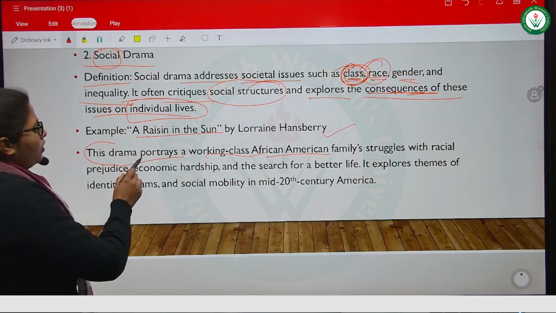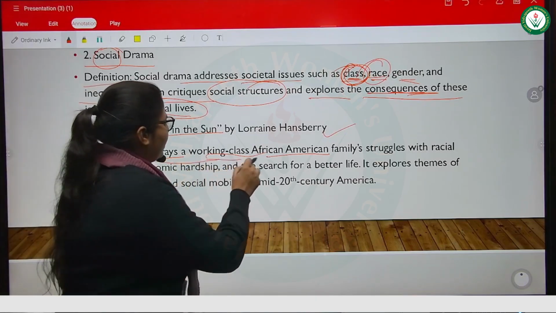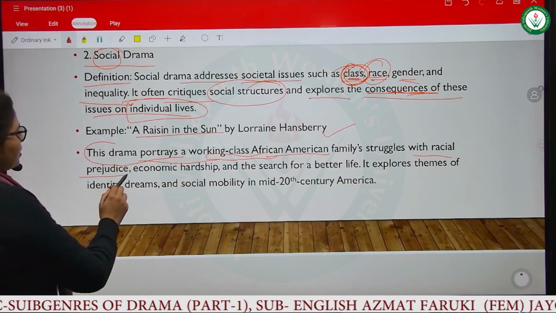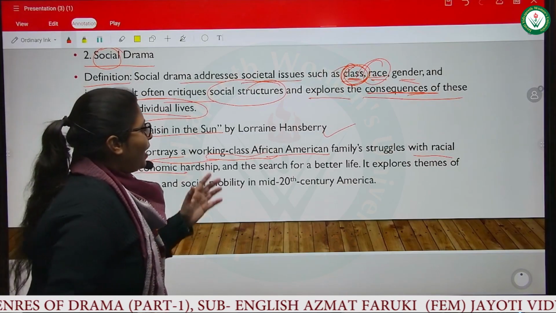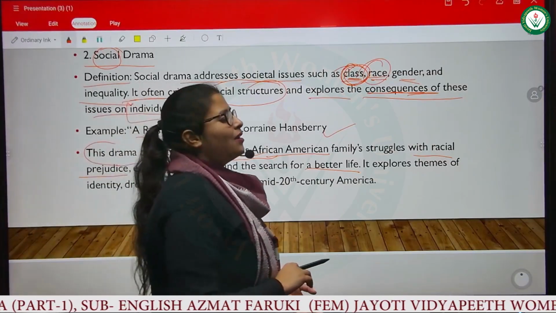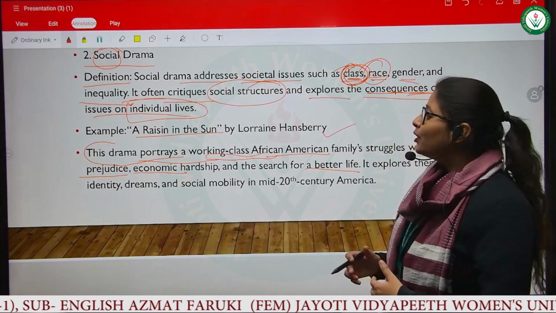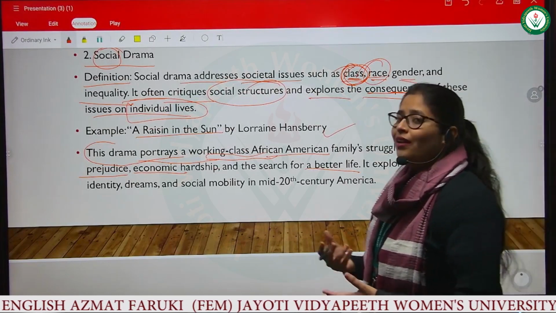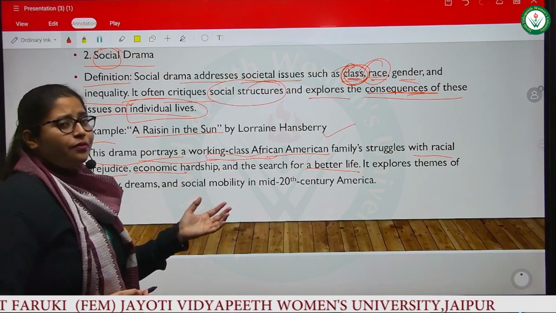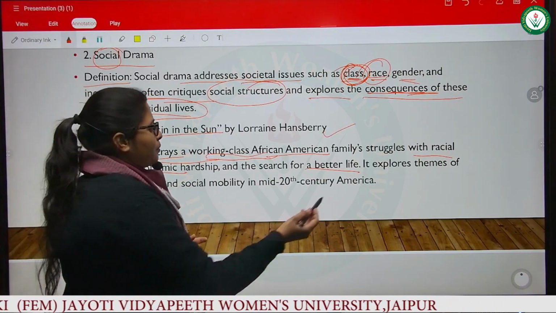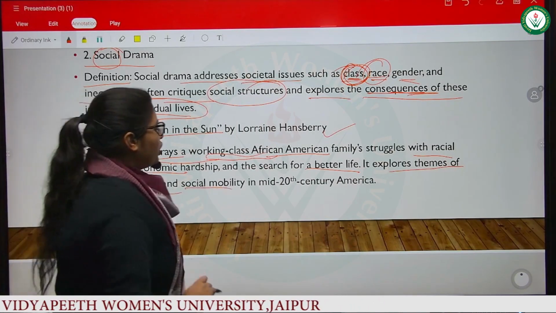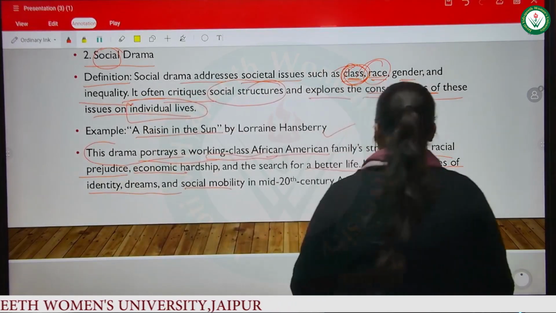The whole drama portrays a working class African American family struggling with racial prejudice and economic hardship, in search of a better life. They are making efforts to make their lives simpler and better. It also explores the themes of identity, dreams, and social mobility in mid 20th century America.